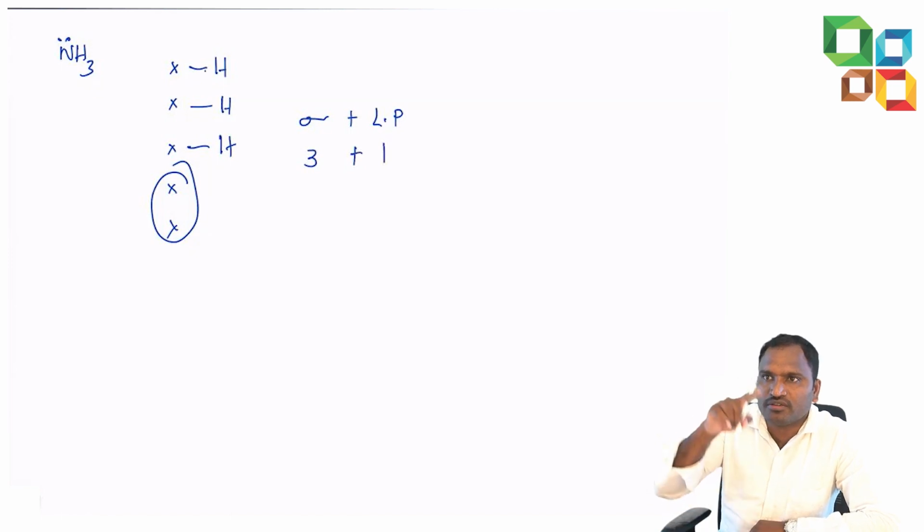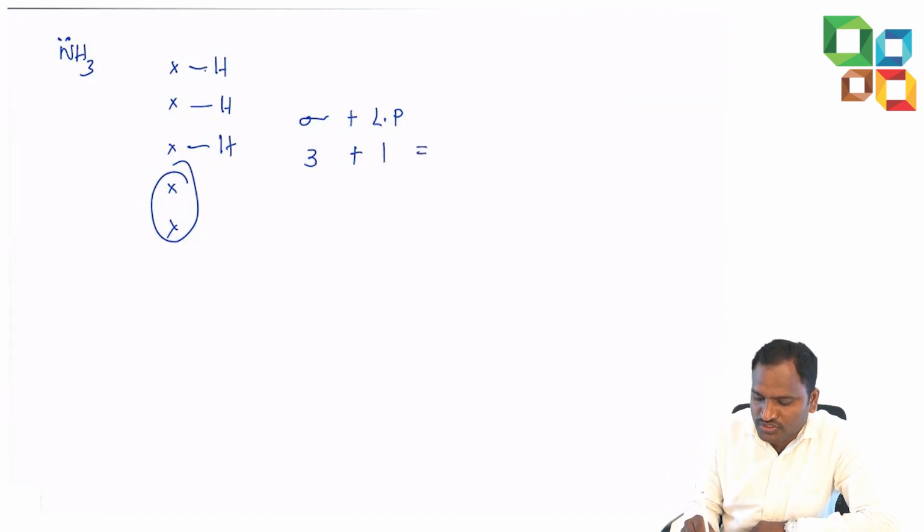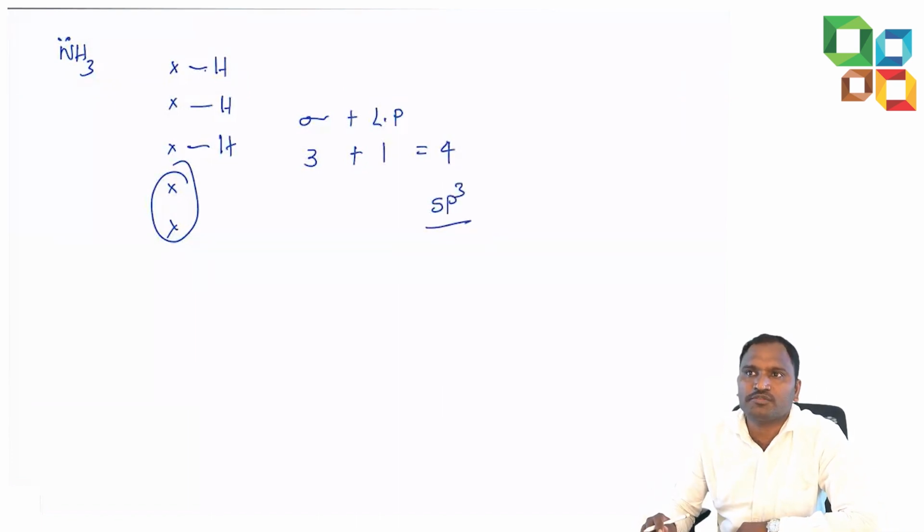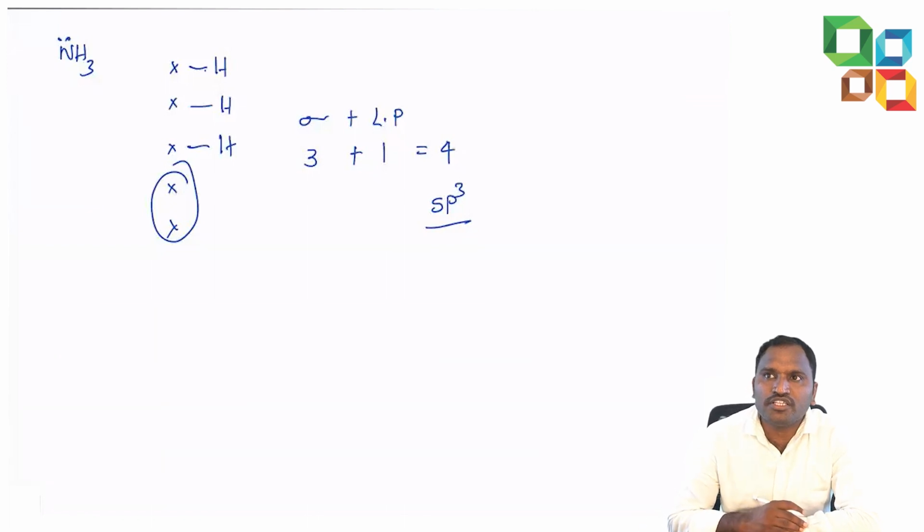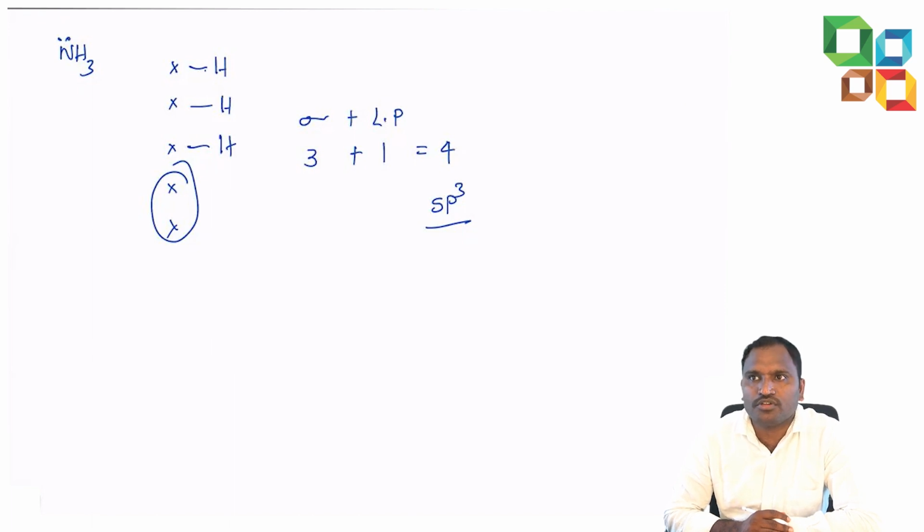This lone pair, I told, the pair of electrons you have to take like 1 bond. Total how much? 4. What is the hybridization? sp3. Same thing I told. Yes, sp3 hybridization. In this method, you can come to know the hybridization and the number of lone pairs also.